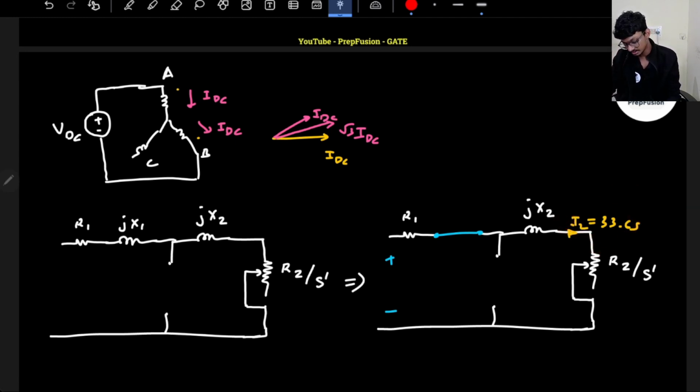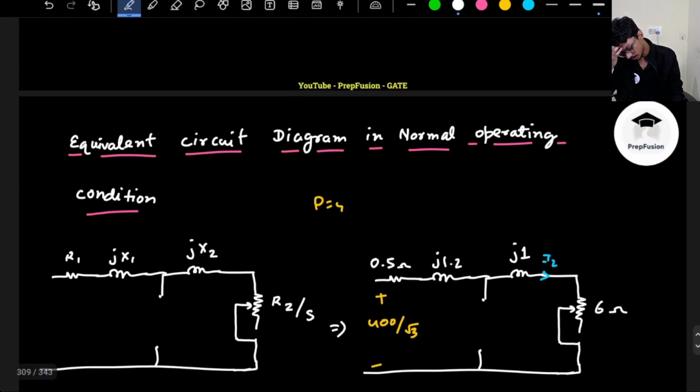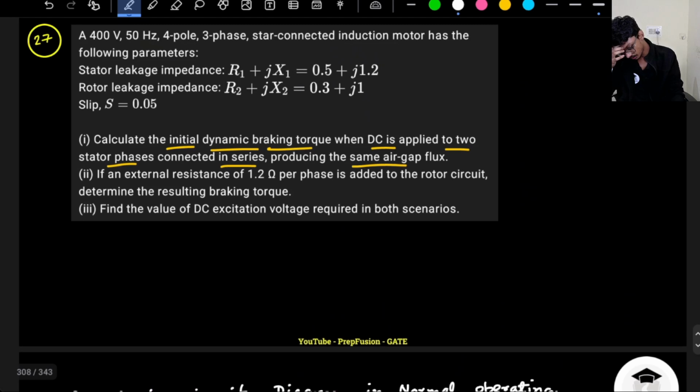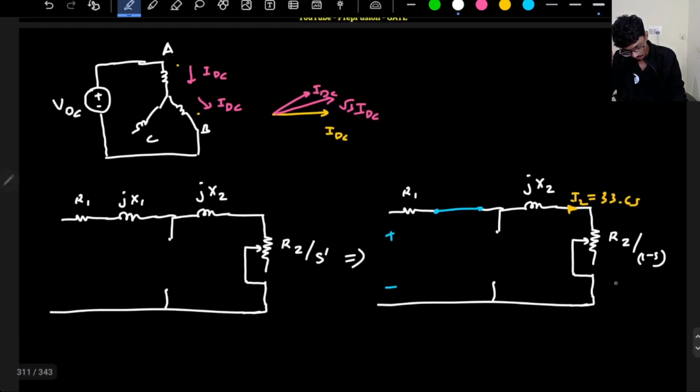If this current does not change, the load changes though. It is S prime. S prime is 1 minus S. So basically now it will be 0.95. So R2 by S prime: R2 is not 1, it is 0.3 divided by 0.95, right? Whatever this value comes out to be.